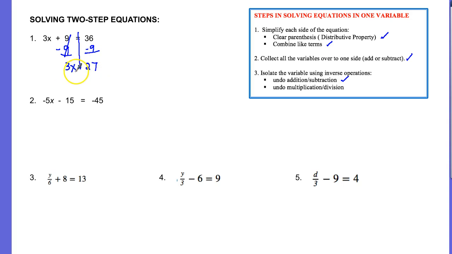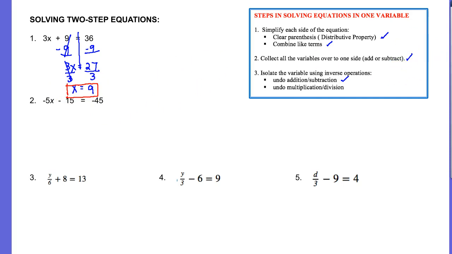You want x to be by itself. You have to get rid of 3. So you will do the inverse operation. 3x, that is 3 times x. So you will undo multiplication by dividing both sides by 3. So 3 divided by 3, that's 1. So you only have x on the left side, and on the right side, 27 divided by 3 is 9. So x equals 9.